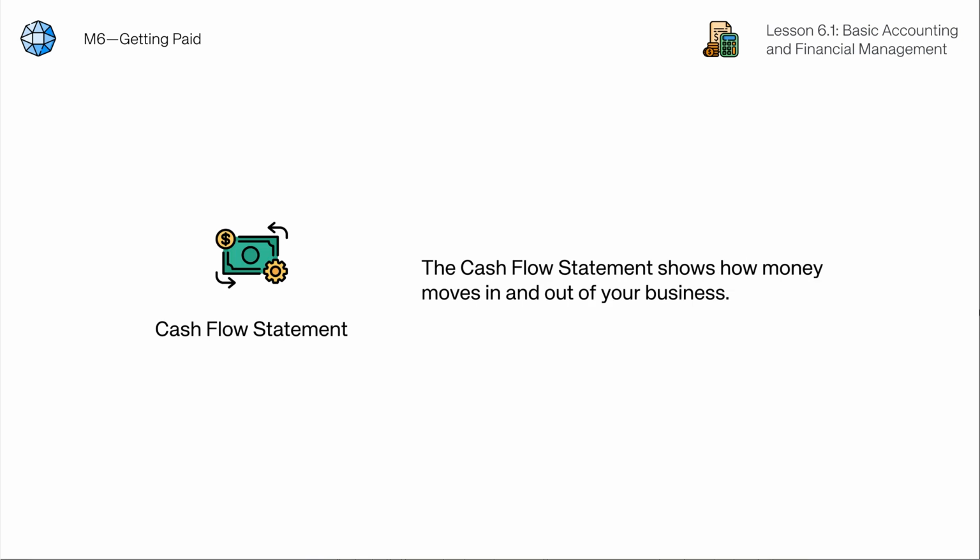And finally, the cash flow statement. The cash flow statement shows how much money moves in and out of your business. It's like a tracker for the flow of cash, cash in and cash out. It's important because even if you have profits, you might run into trouble if your money isn't coming in when you need to pay your bills, all right? And this statement is very, very important because it helps you see when you will have enough cash to cover your expenses or if you need to adjust your spending.